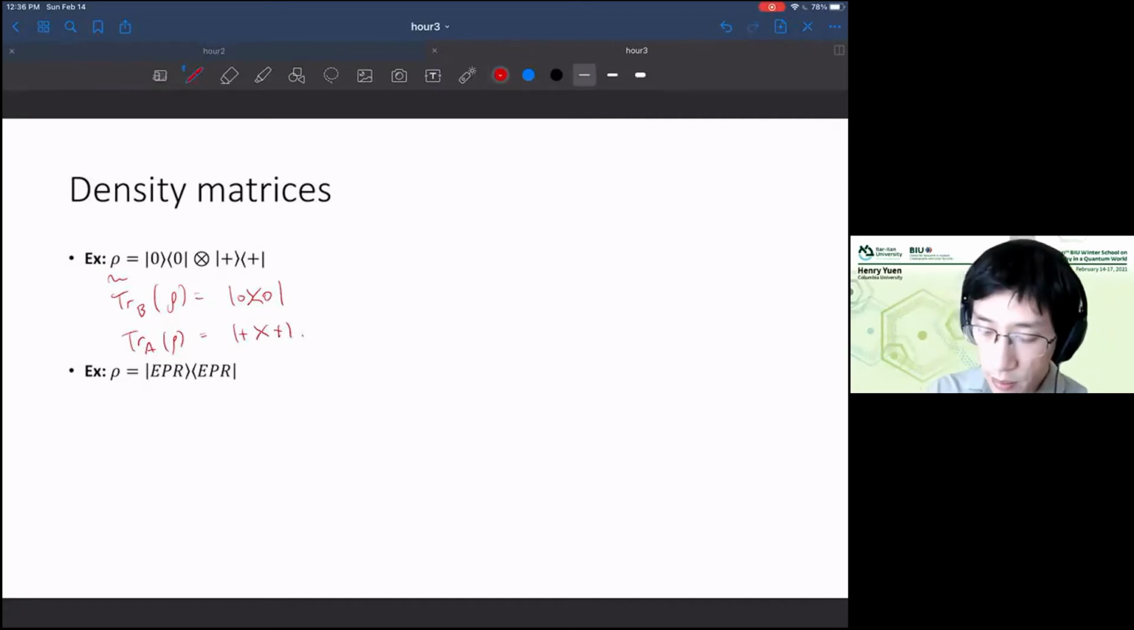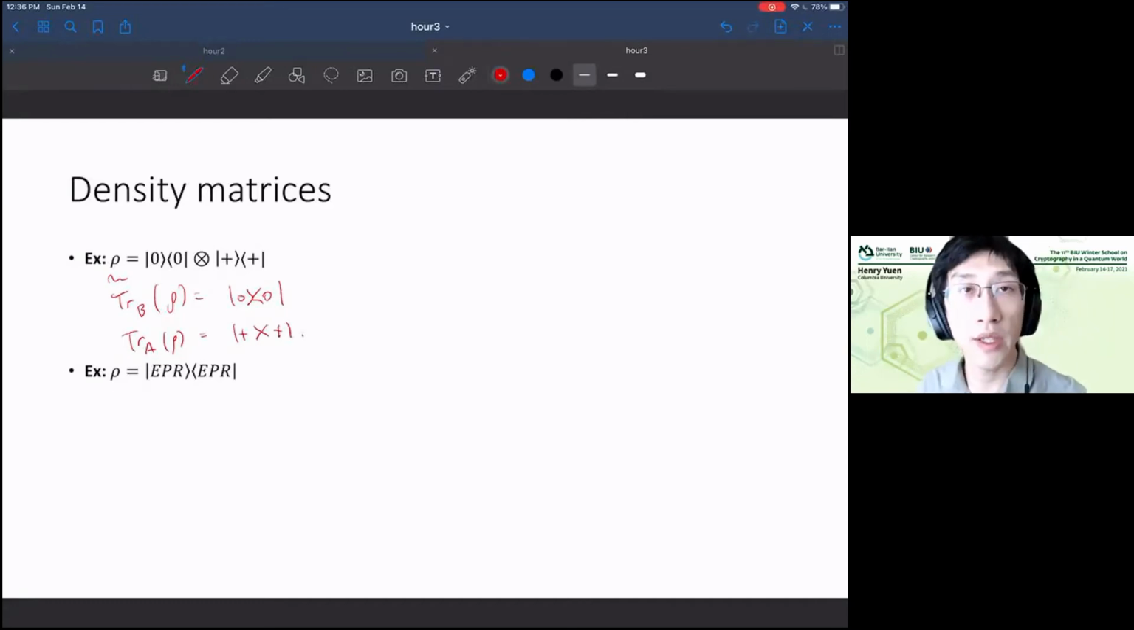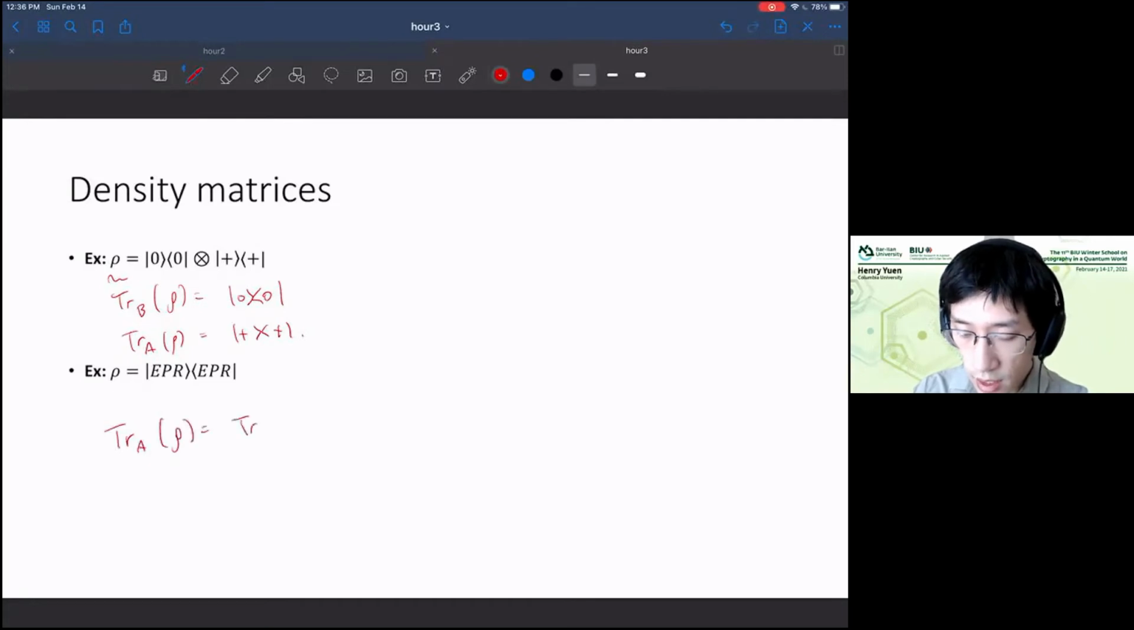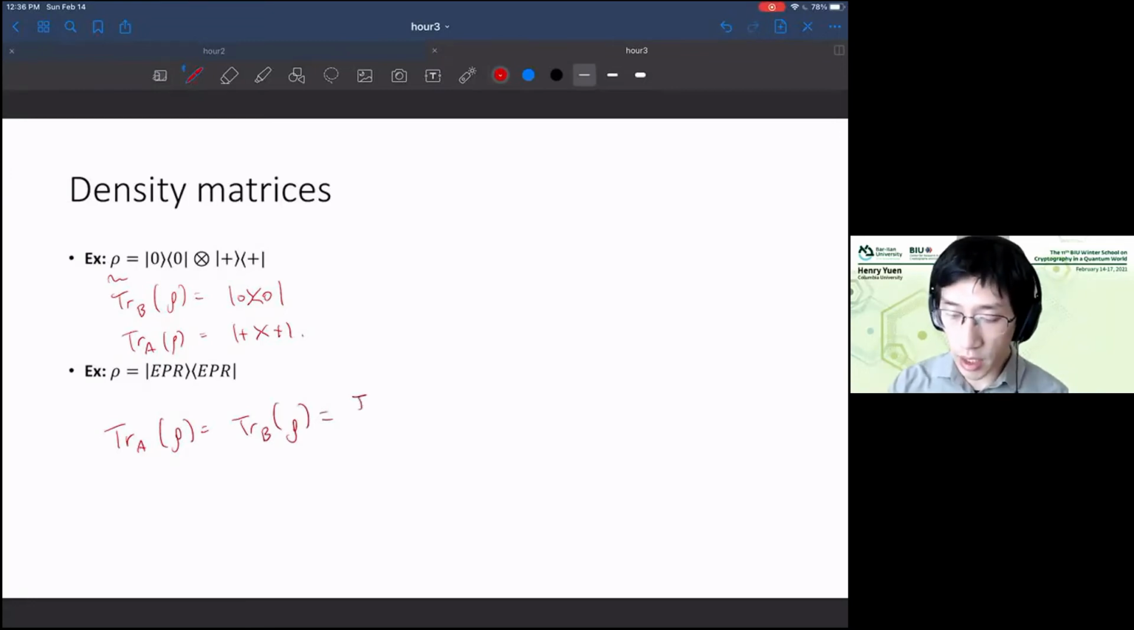Let's look at a more interesting example. What happens if you take the partial trace of the EPR pair, which is an entangled state? I claim that no matter which qubit we trace out, we're going to get the maximally mixed state. This is a calculation that I encourage you to try by yourself. One way to do it is you just expand out the EPR state in terms of the standard basis states, take the outer products, and then take the partial trace. And then you'll see that you get the maximally mixed state.